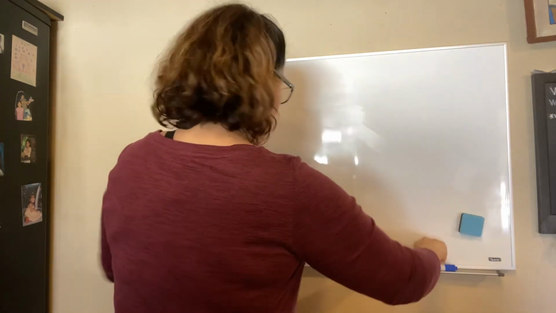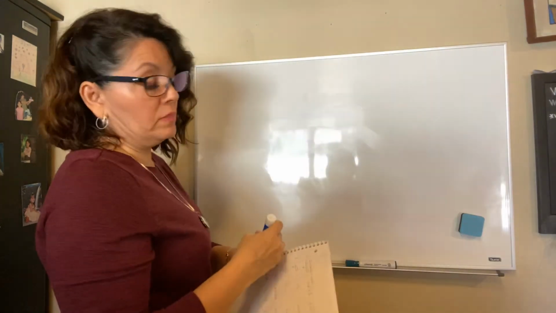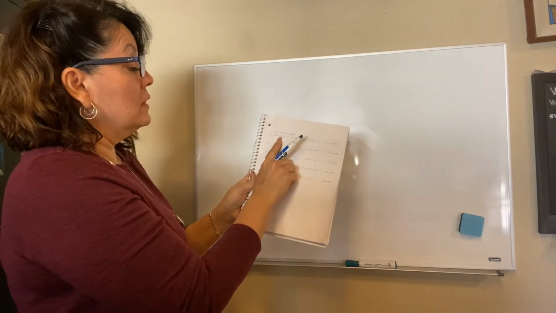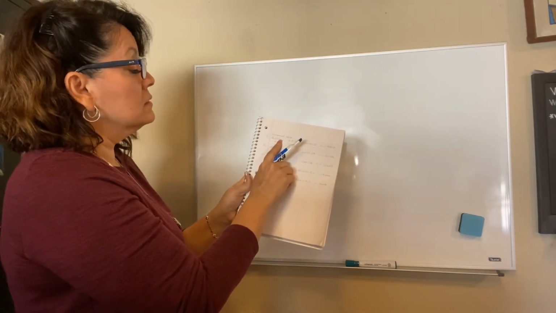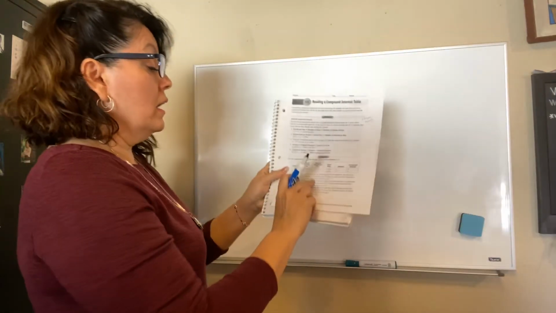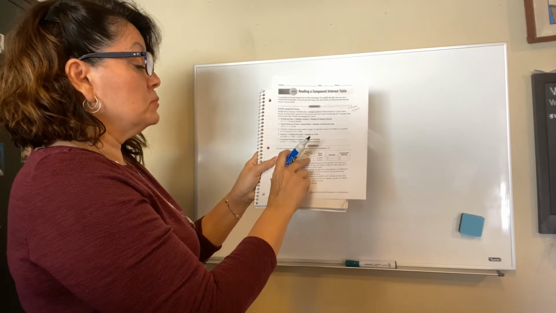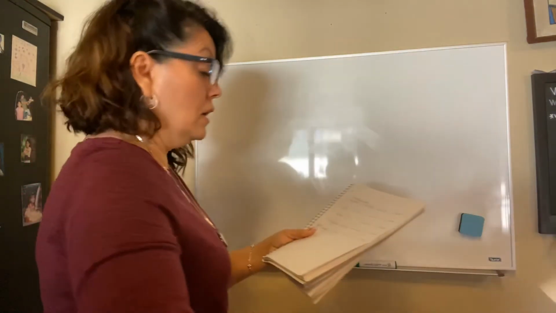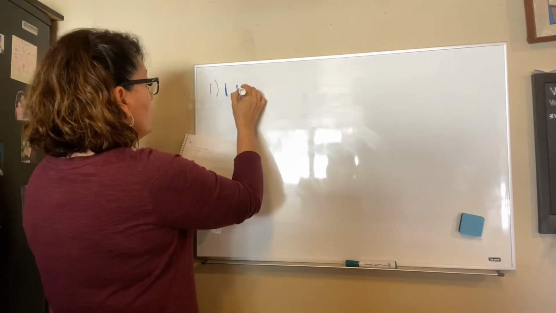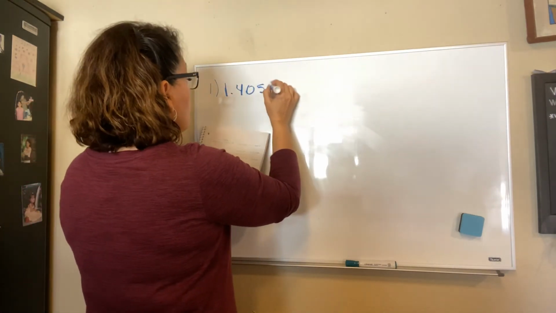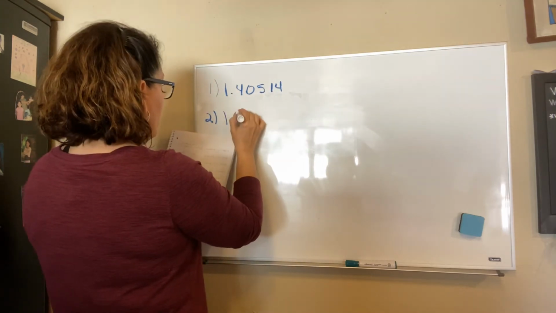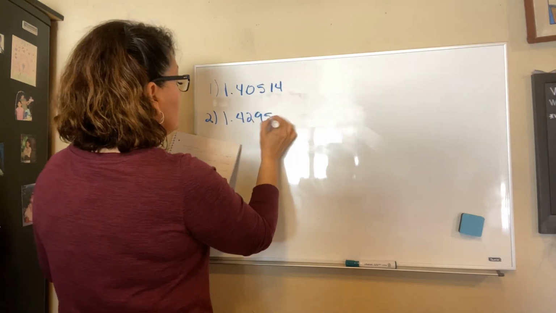So number 1, I already did the math with you guys. What did I do? On number 1, they give me 5.75% and divide by 2, because it says over here, annual, the interest periods per year. So for number 1, you guys are going to use this number 1.40514. For number 2 it is 1.42950.